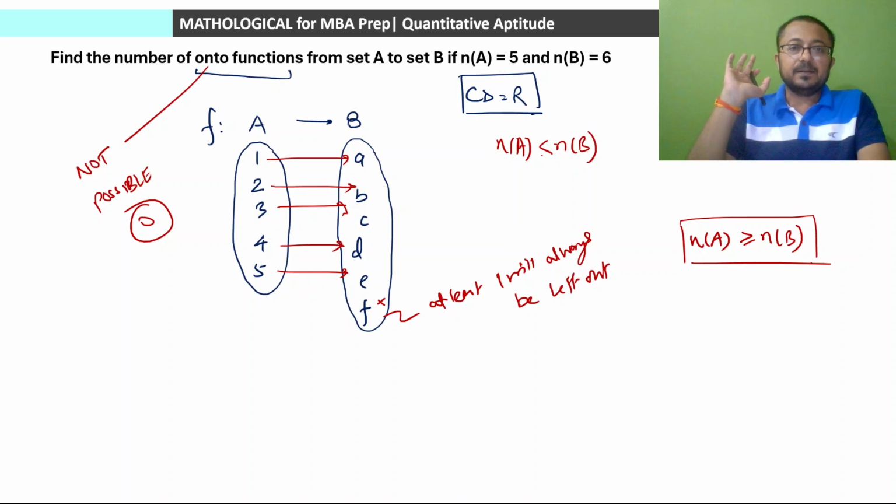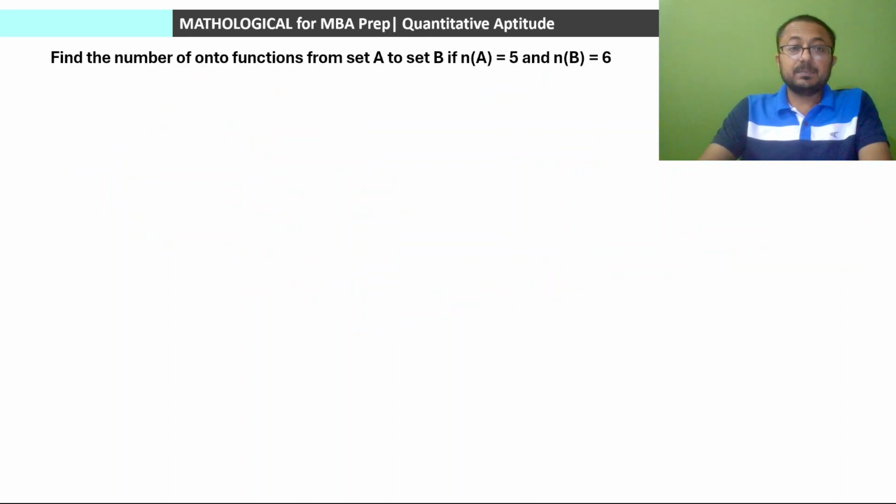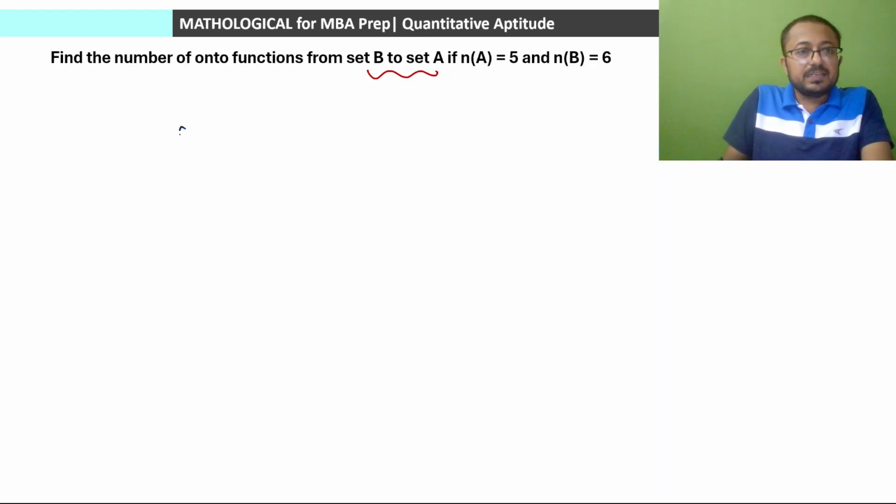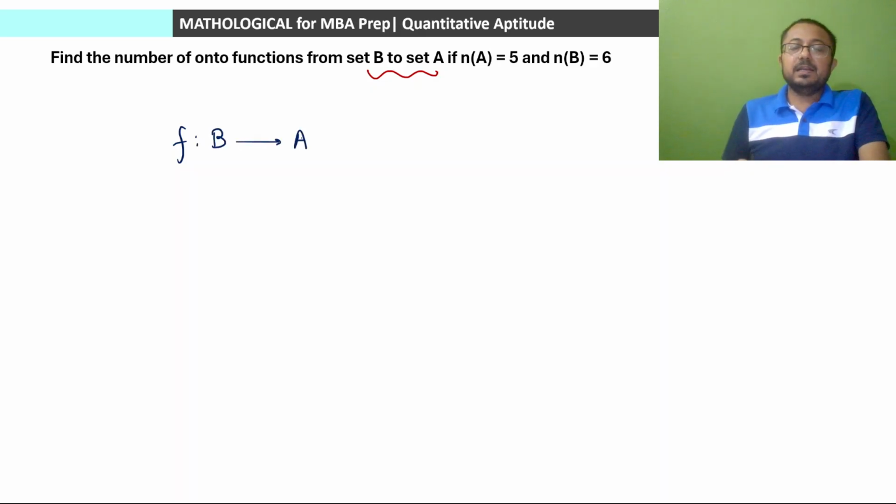क्या ये पार्ट क्लियर है? And if that is understood, then A और B को रिवर्स कर लेते हैं, तब नंबर ऑफ onto functions कितने आएंगे? If we say that our function is defined from set B to set A, and number of elements in set A is equal to 5 and number of elements in set B is equal to 6.